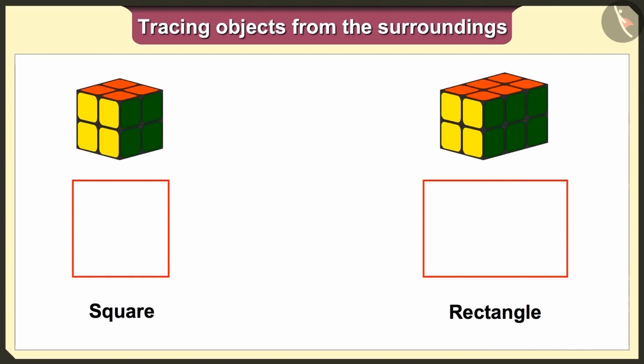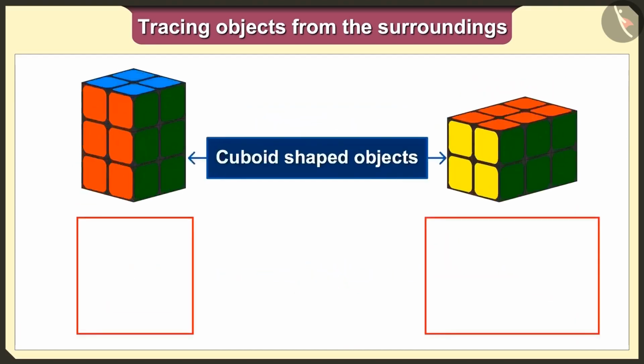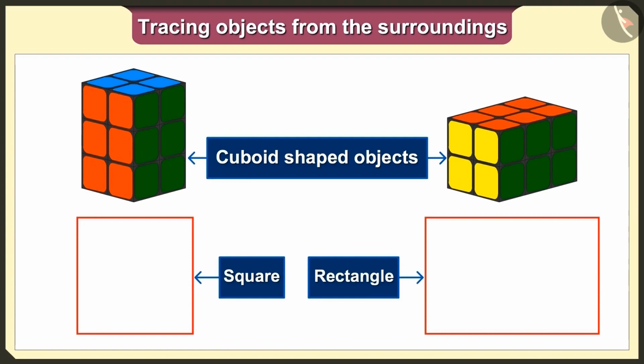Yes, so Tallman, remember that if we keep the cube-shaped toy in any way and trace it, then we will always get the square shape. And if we trace the cuboid shape, then we will always get either a square or a rectangle shape.